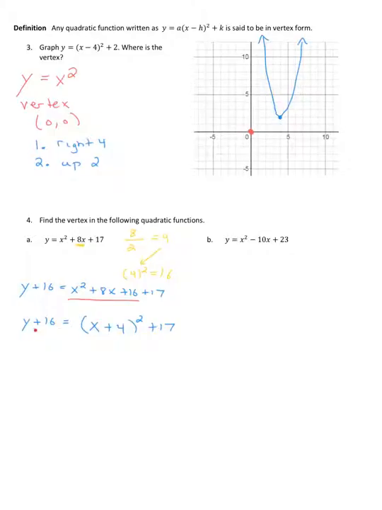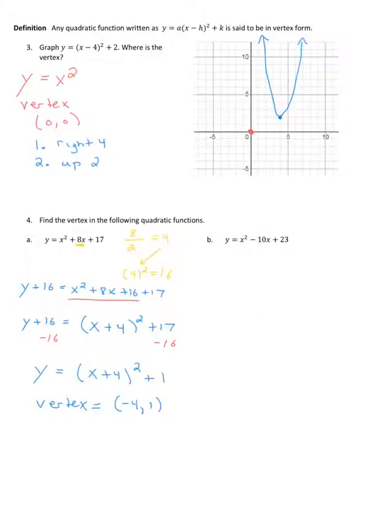The last thing to do is solve this thing for y, and you can do that by, again, subtracting 16 from both sides of the equation. And if you do that, that's minus 16 minus 16, we get y is equal to x plus 4 squared plus 1. That means I know the location of the vertex. It's located at -4, 1, because in terms of transformations, this means go left 4, and this means go up 1. Let's try that again in part B.